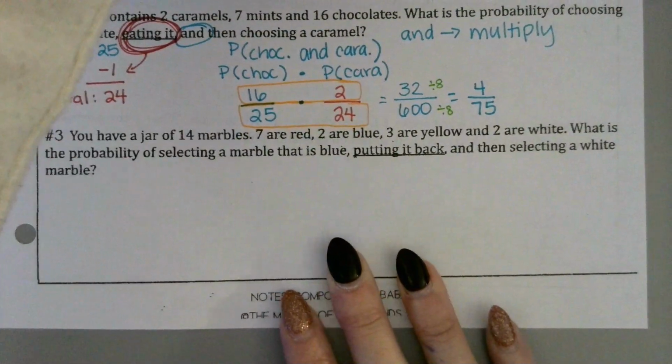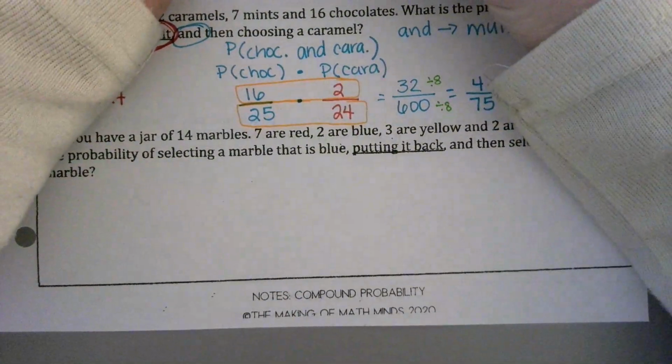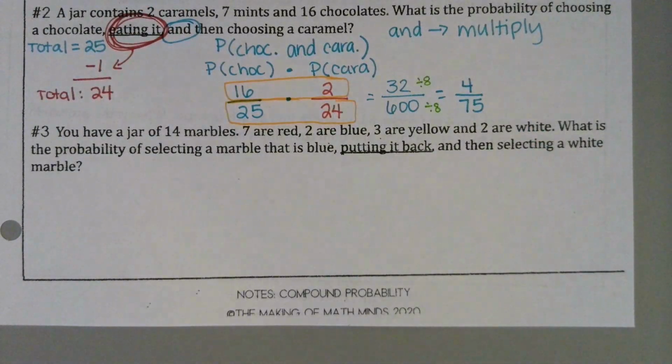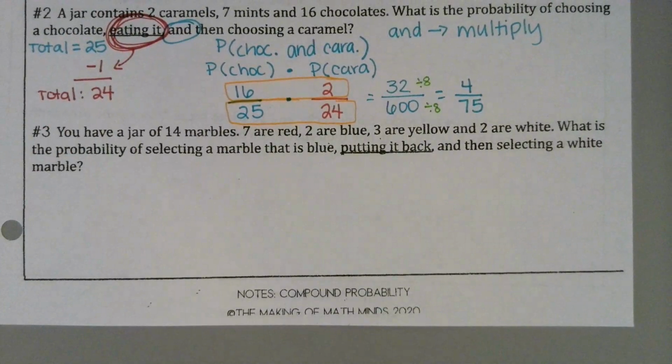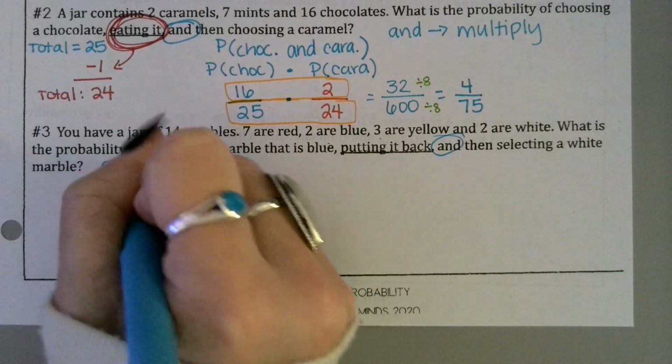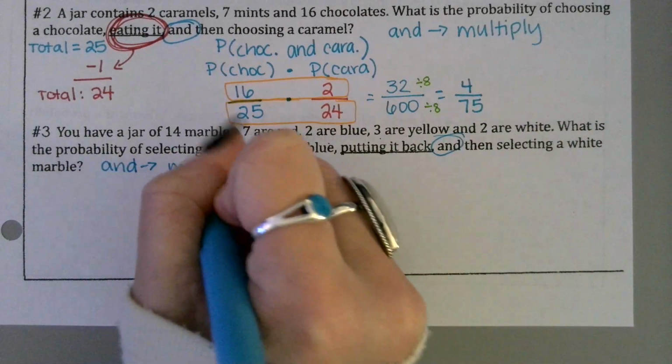You have a jar of 14 marbles. 7 are red, 2 are blue, 3 are yellow, and 2 are white. What is the probability of selecting a marble that is blue, putting it back, and then selecting a white marble? What's the word? And means multiply.